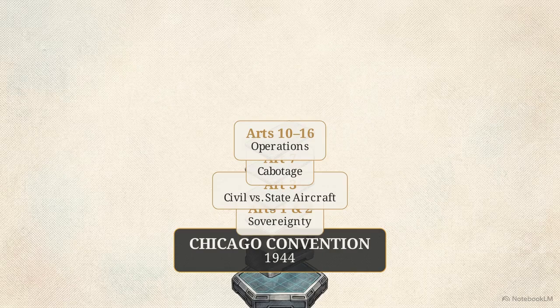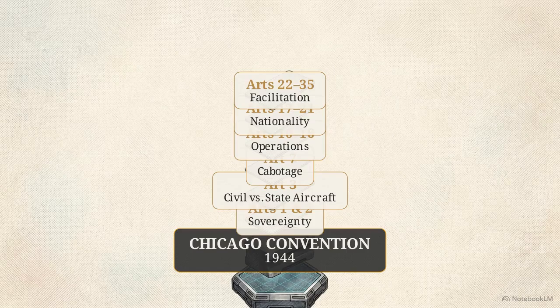Articles 17 through 21 establish nationality rules. An aircraft takes the nationality of the state in which it is registered, and dual registration is forbidden. The next block covers Articles 22 through 35. These focus on facilitation, minimizing delays in customs and immigration, and list the mandatory documents, like the journey logbook and certificates of airworthiness, that must be carried on board.